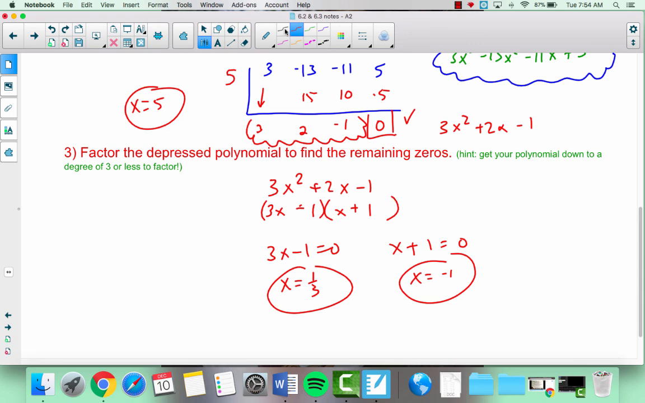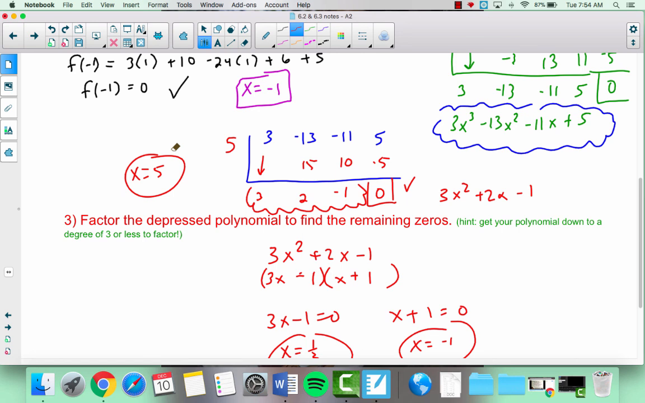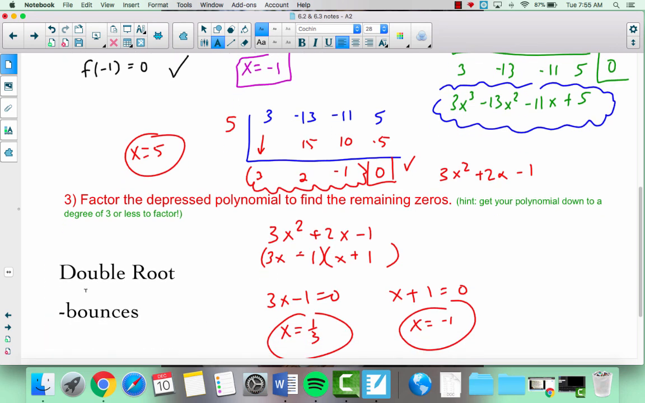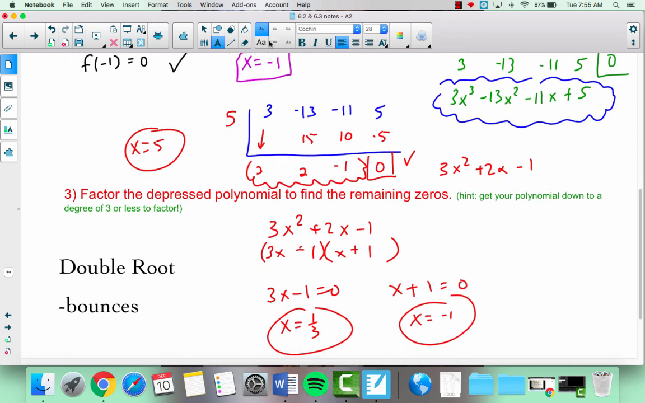And the one thing I want to add to this is that if you notice, we got -1 twice. Okay, that's called a double root, so I'll go ahead and type that here. And a double root means it bounces at that number. So when you're graphing it, I would hit -1 and then bounce off of -1 rather than going through it. So that's a special kind of root when you get that same number twice.